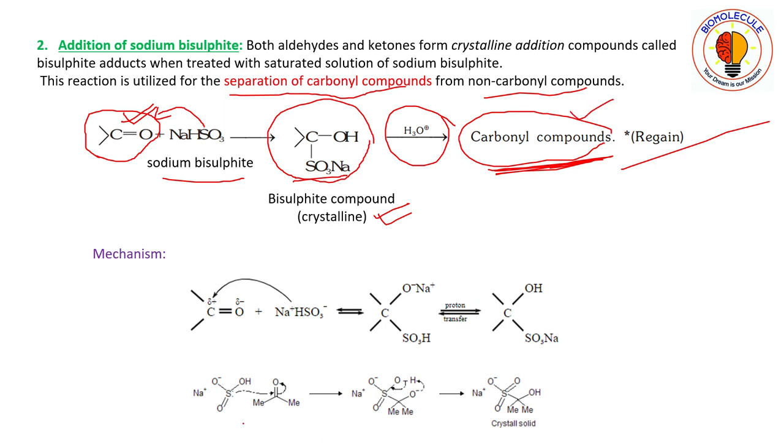So how does the mechanism go? This is your sodium bisulphite. As you can see, sulfur having a lone pair of electrons will attack the carbonyl carbon, and this will open up. Now this oxygen will gain a negative charge, and this O minus will take the proton from this hydroxy group, and this bond will cleave and go into making a sulfur-oxygen double bond. This one is the crystalline solid.